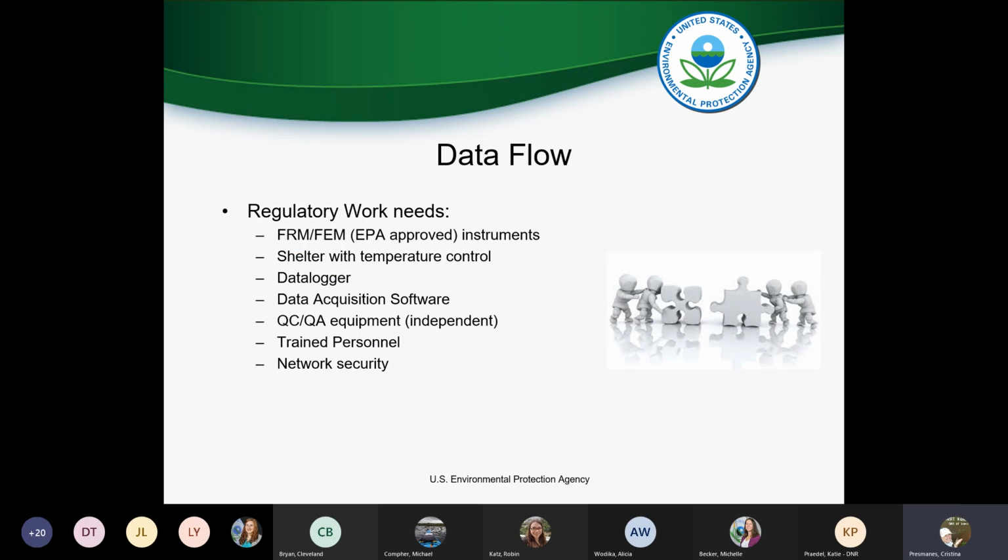To emphasize, regulatory work needs a lot of extras that non-regulatory does not require. From specialized equipment to levels of security and additional personnel to perform unique functions, regulatory monitoring is a much more involved and precise operation. Listed here are only some of the unique requirements needed for regulatory monitoring.